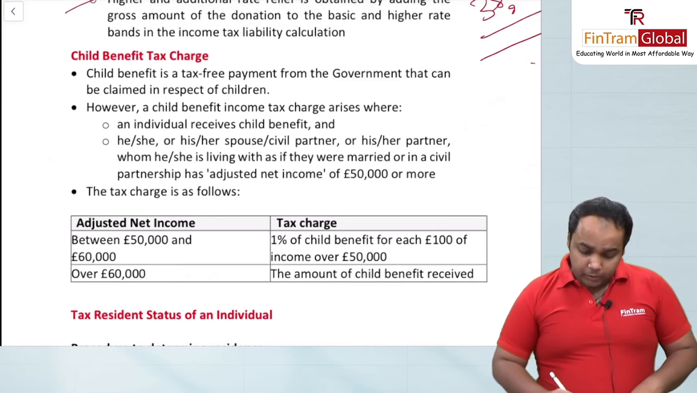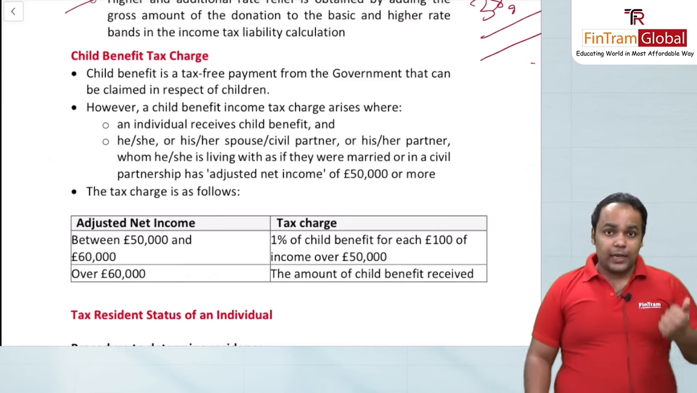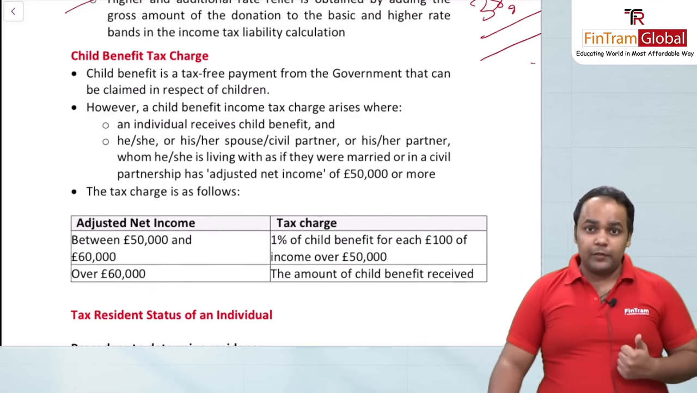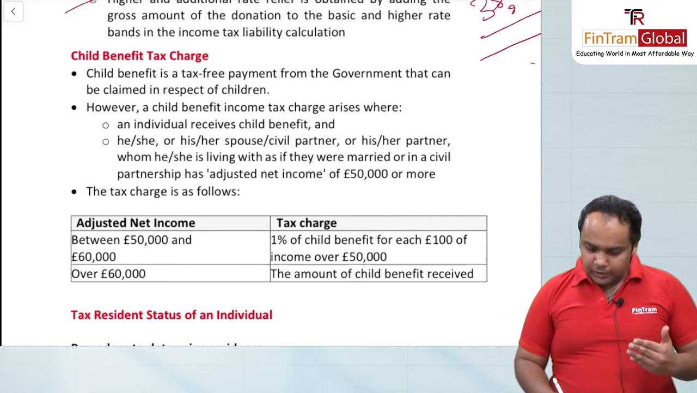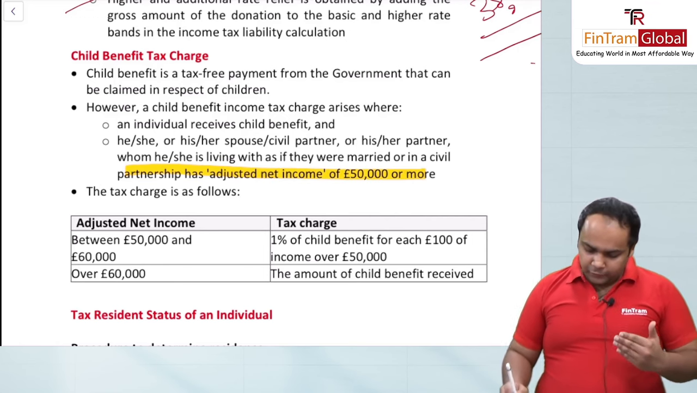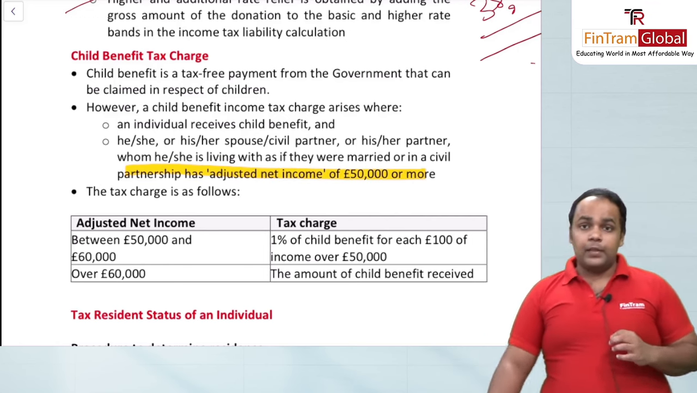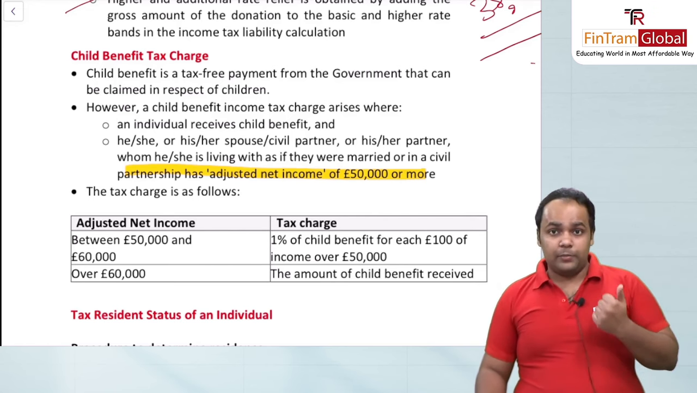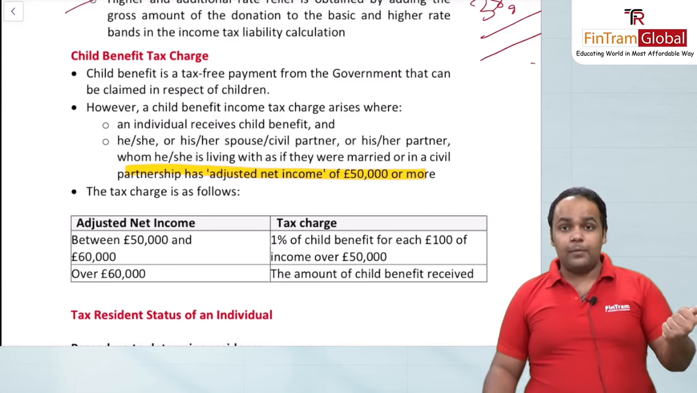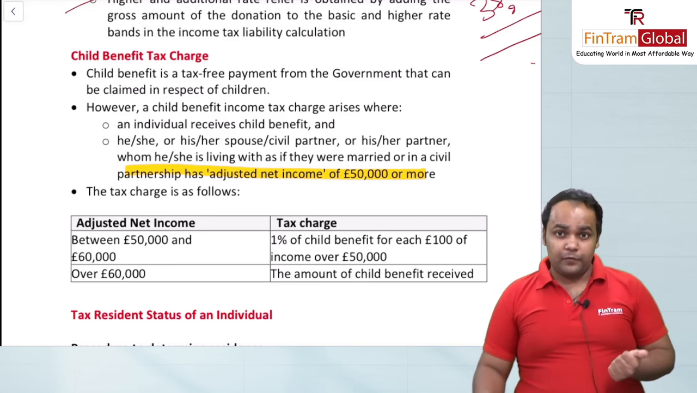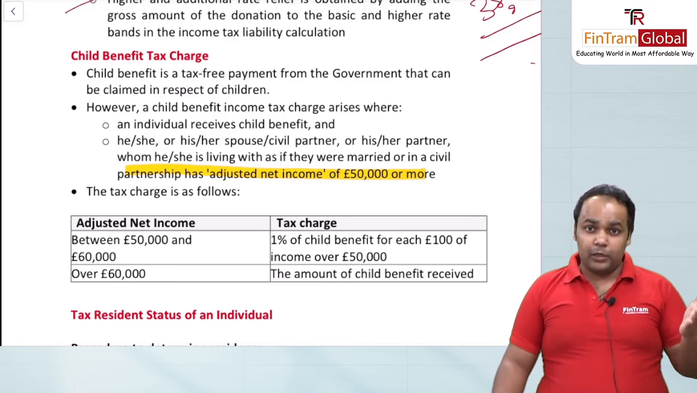Coming to another very important topic, child benefit tax charge. Child benefits are received by individuals in the UK, but if they are married to someone who is making more than an adjusted net income of 50,000, then a child benefit tax charge is made. Remember, adjusted net income is the same as the one that we calculated for personal allowance.